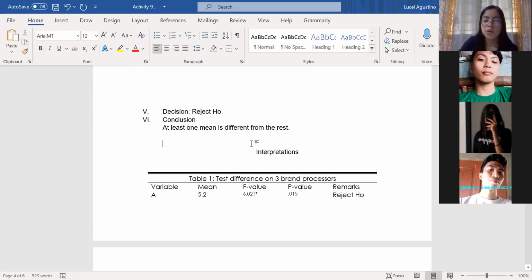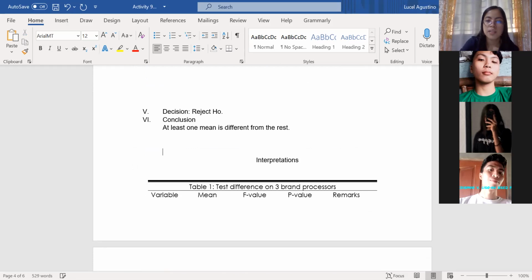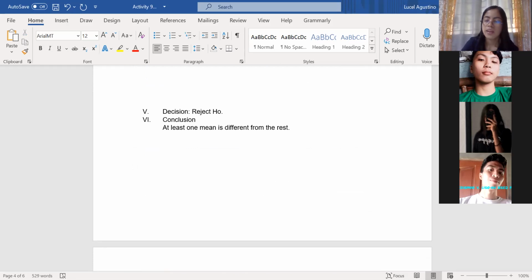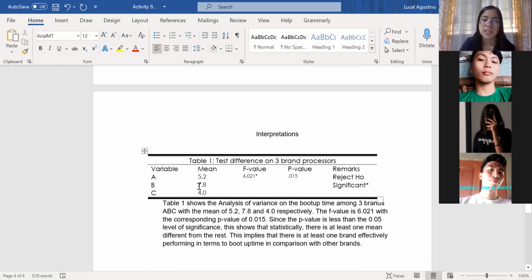If you use a computer or software, it displays only what is needed; it no longer shows the sum of squares and mean squares. What it shows is the F value, the value of your analysis of variance, and then the P value. In some software, there is a word, sig. And then our remarks is reject H0.